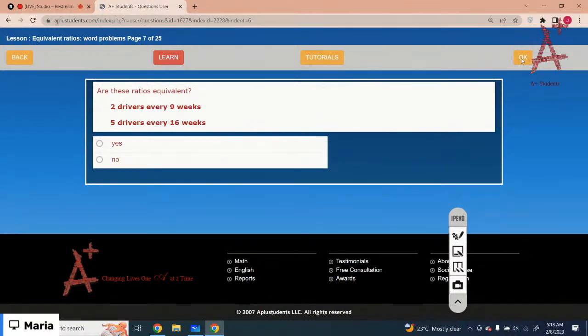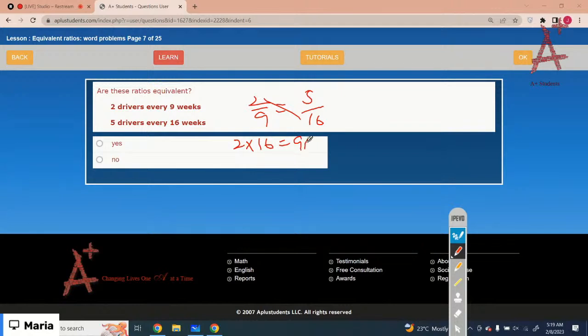Okay. The next one is, are the two ratios equivalent? Two drivers every 9 weeks, so it would be 2 over 9, and then 5 drivers over 16 weeks. Just do cross multiplication. 2 times 16 and 9 times 5. So 2 times 16 is 32 and 9 times 5 is 45. So they are not equal. That means no. Are these ratios equivalent? The answer is no.